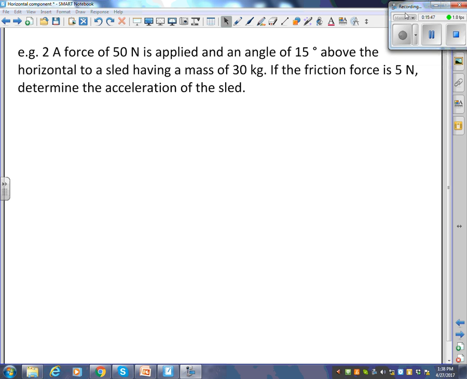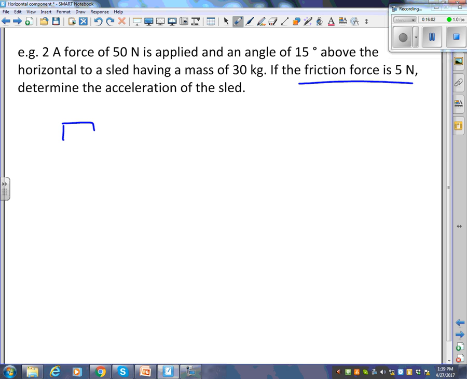A force of 50 newtons is applied at an angle of 15 degrees above the horizontal to a sled having a mass of 30 kilograms. If the friction force is 5 newtons, determine the acceleration of the sled. So the only thing different in this one is friction. So let's draw our picture again. Let's have some practice at it.